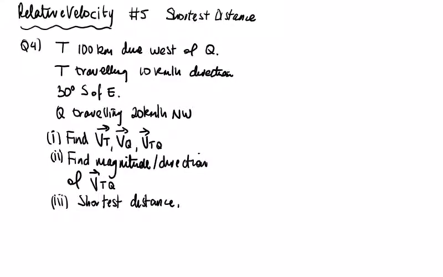Question 4. T is 100 kilometers due west of Q. T is traveling 10 kilometers an hour in a direction 30 degrees south of east. South of east is this way, so that's positive, negative. So let's look at the velocity of T first.